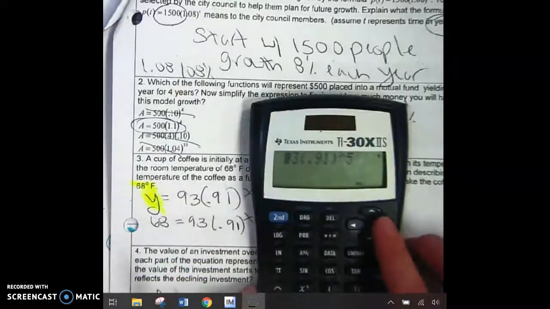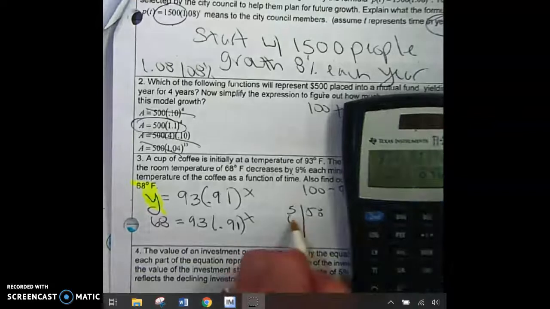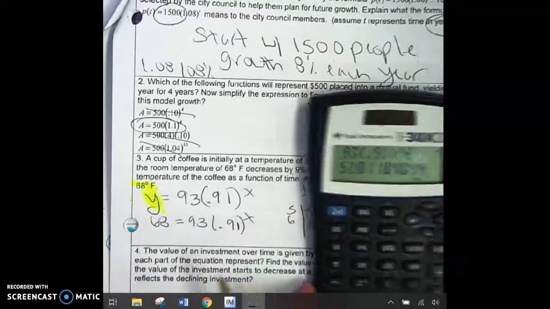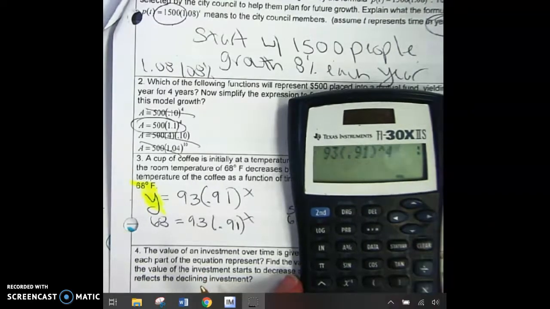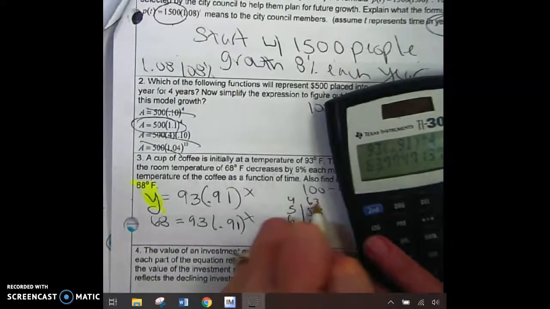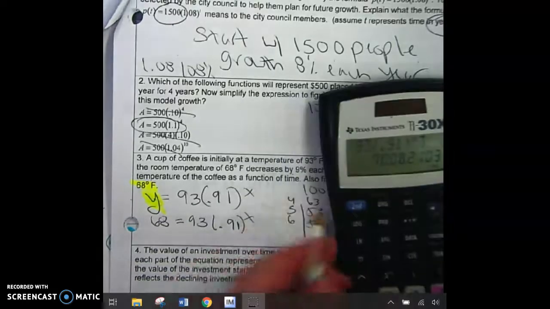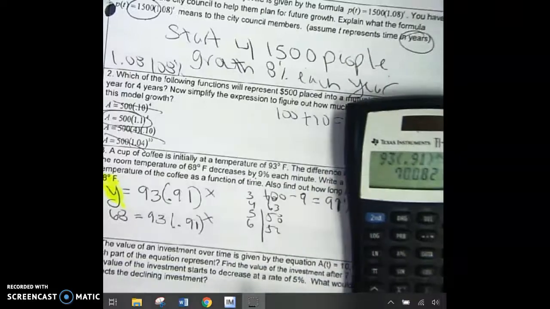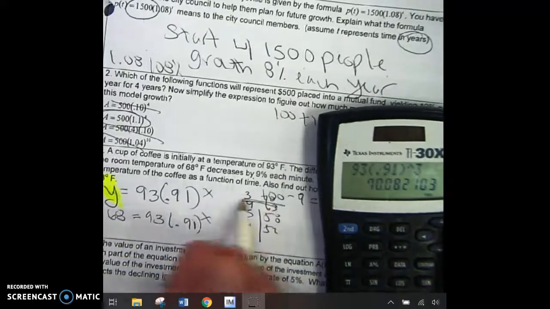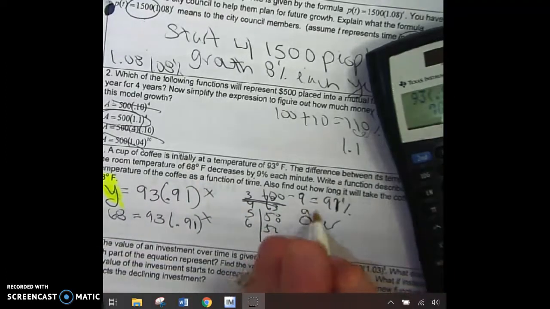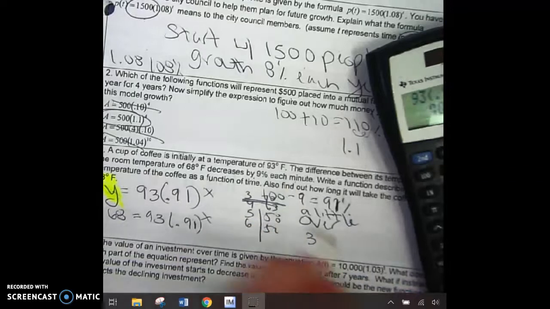So I know when it's 5, it's 58. So now I'm going to go up, move this over, and let's see what happens when I go 6. It should get lower, which means at 6, I'm 52. I'm too low. So now I'm going to go up and try 4. And I get 63. So at 4, I'm at 63. And let's check. Now 3, I'm at 70. So it says about how long will it take the coffee to reach 68 degrees. So a little bit over 3, a little over 3 minutes.